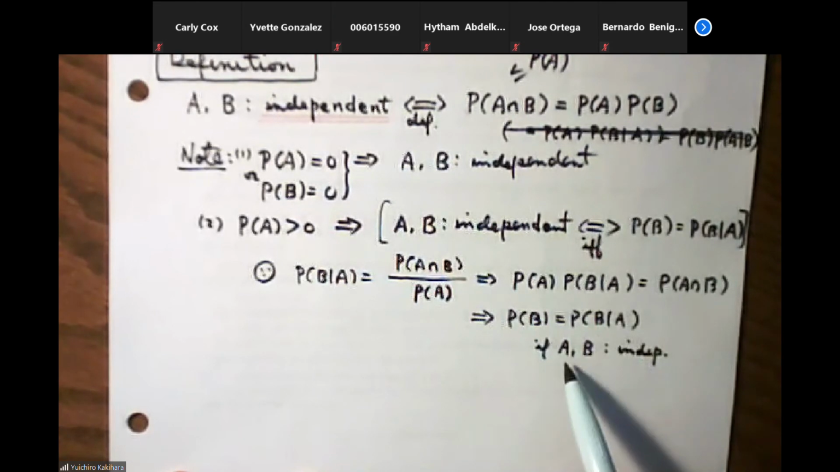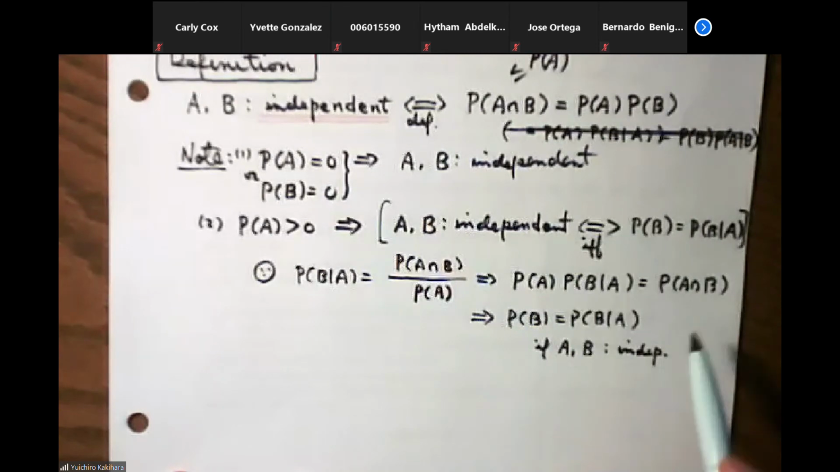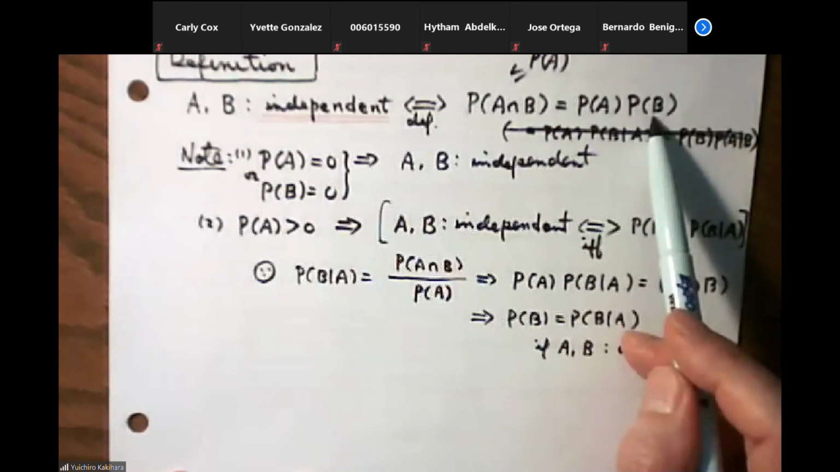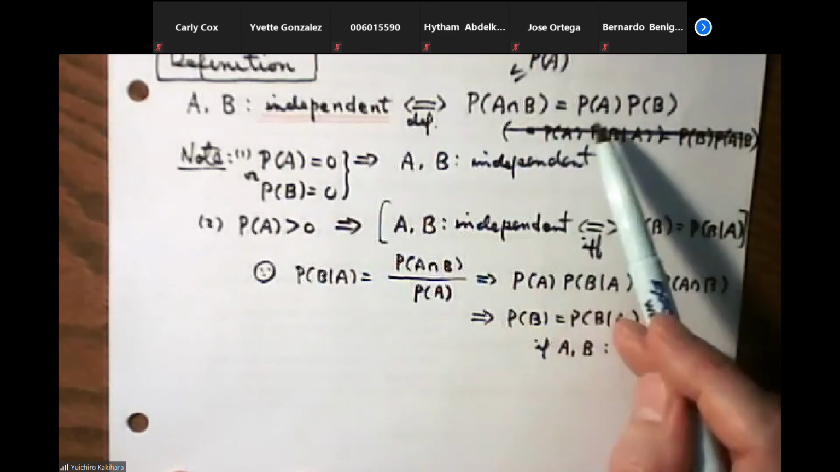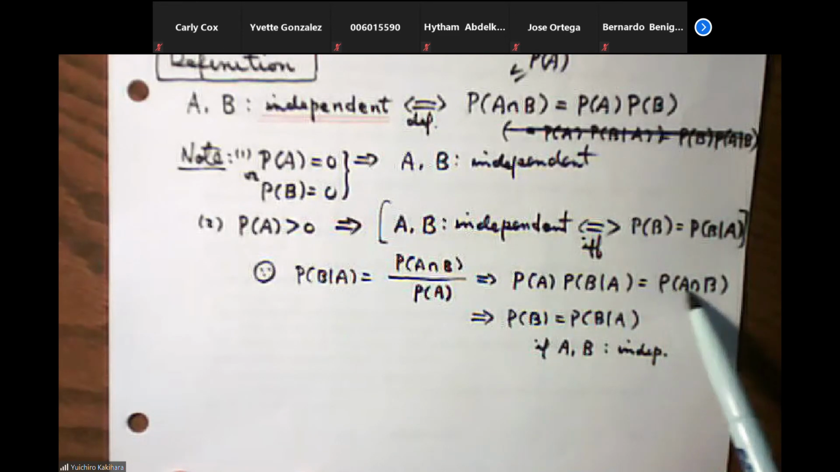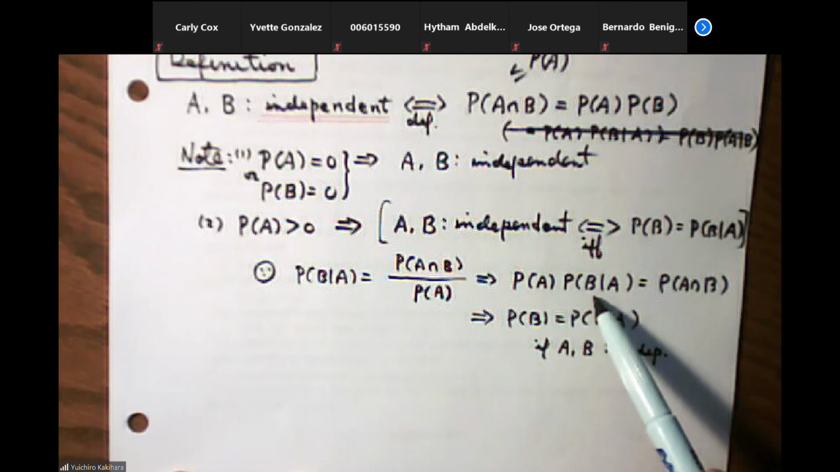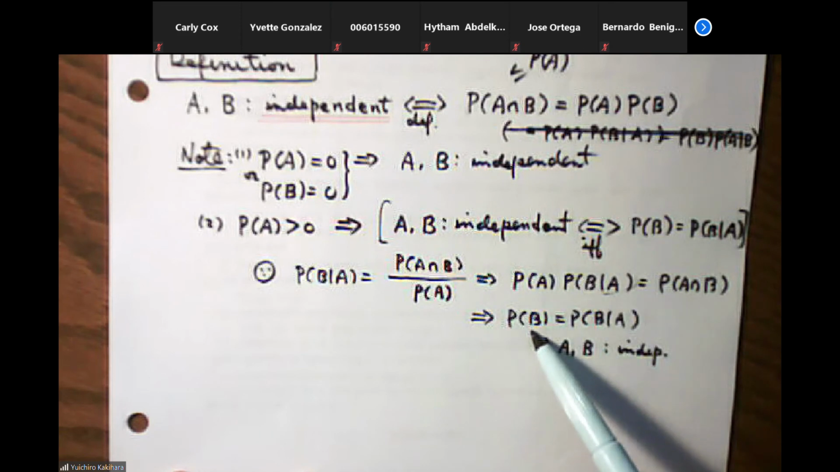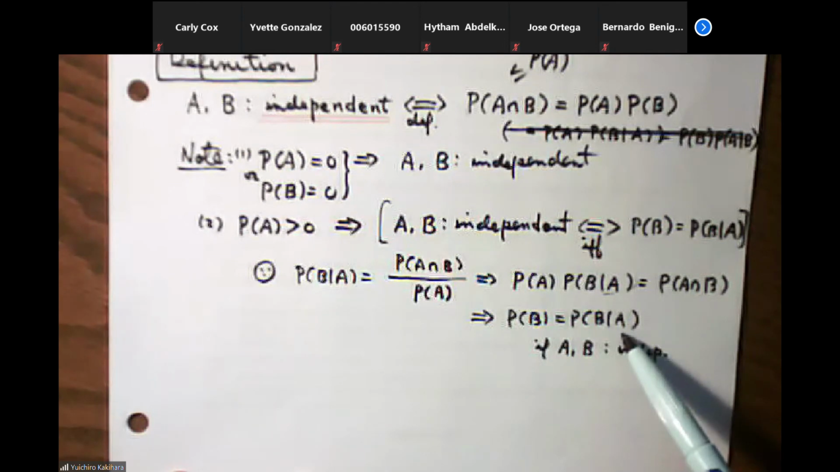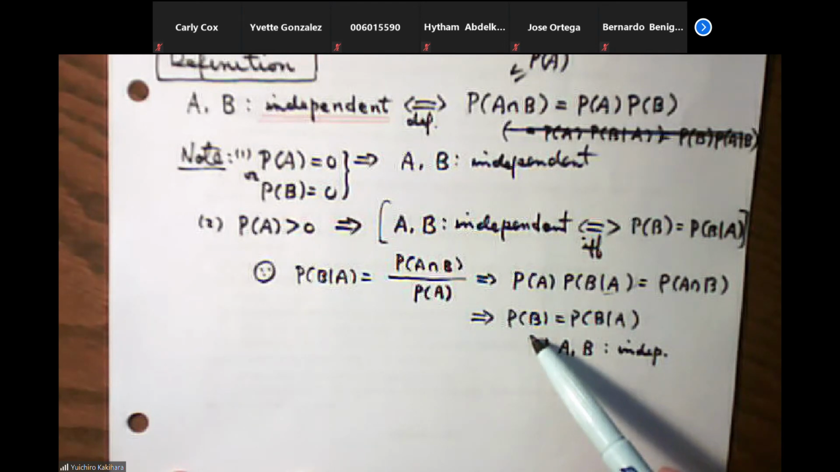But if A and B are independent, this intersection probability is a product of P of A and P of B. So this should be equal to P of A times P of B. P of A is here, so this should be P of A. This is equal to P of B. So probability of B conditioned by A is equal to probability of B itself. This is what we can derive.